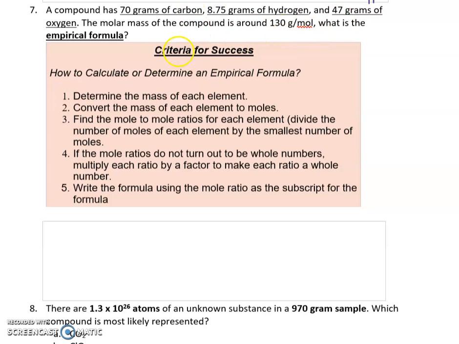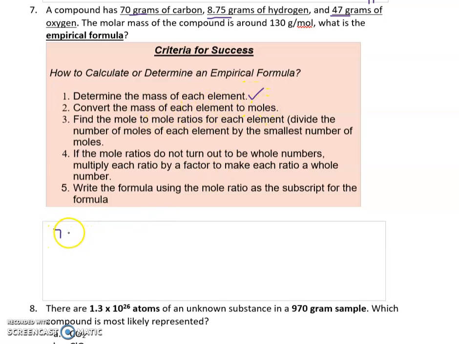They give me the molar mass, and then they ask me to find the empirical formula. So, first things first, determine the mass of each element. Check, they already gave it to me. Carbon is 70 grams, hydrogen is 8.75, oxygen is 47. Convert the mass of each element to moles.